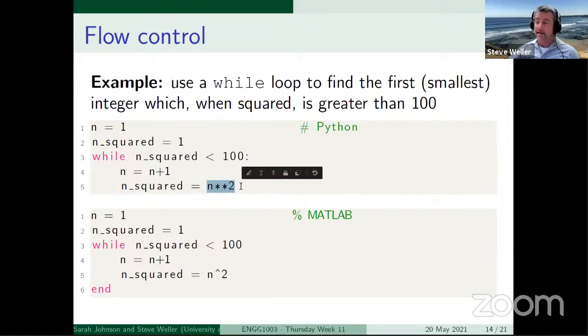Notice here the syntax for n squared in Python is n star star 2, whereas the equivalent statement in MATLAB is n caret (up arrow) 2. There's a colon at the end of the conditional in Python, but not in MATLAB. Otherwise, the code's pretty similar.